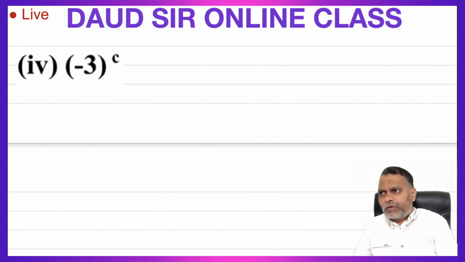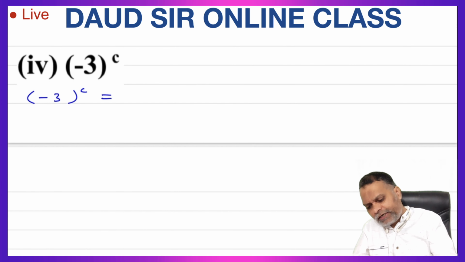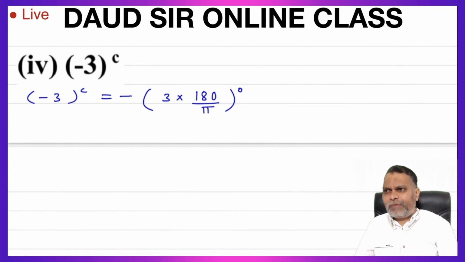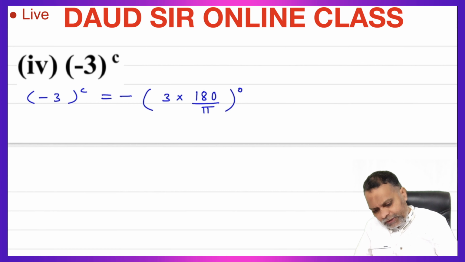Question number first, part 4. Minus 3 radian. Minus 3 radian is equal to, write this minus sign outside, 3 into 180 upon pi degree. This much degree, multiplying by 180 by pi. Now here we can put pi is equal to 22 upon 7.